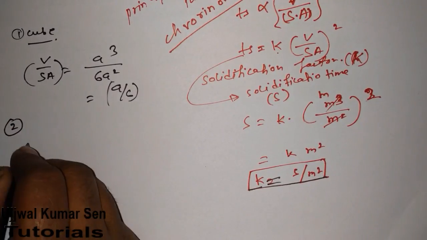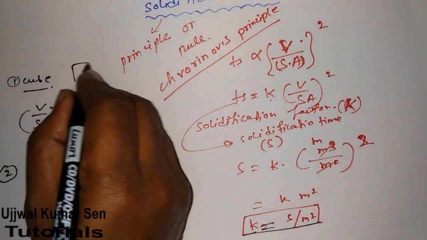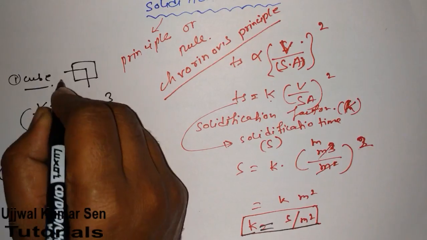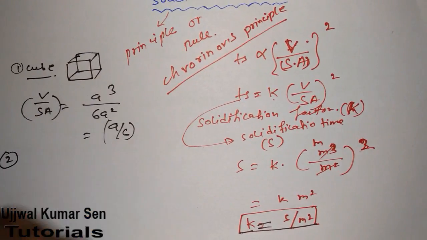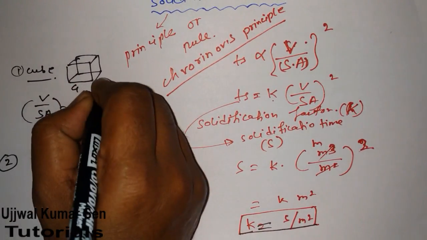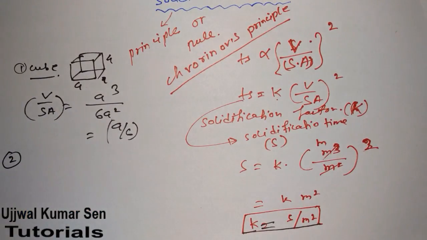Now, you know what is a cube? Let me share with you first. Probably you forgot. Okay, I know you know. This is a cube, right? Whose length, breadth and height, all three are the same. That is known as a cube.